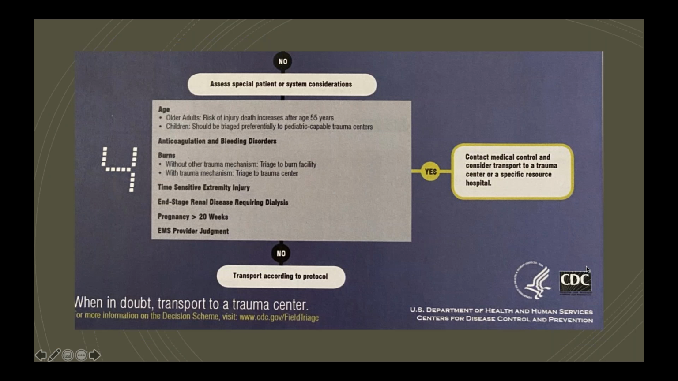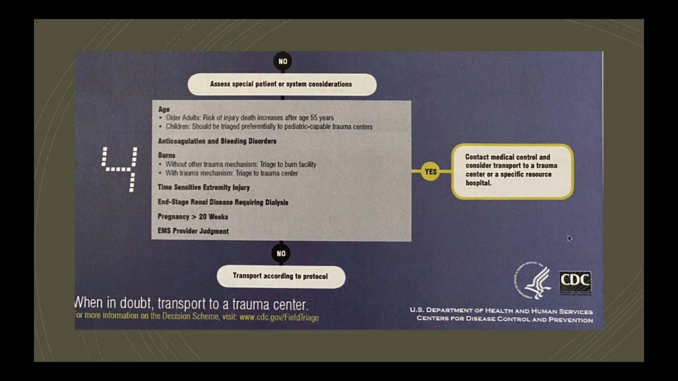Now, step 4, if you don't have anything in steps 1, 2, and 3, then we're going to move on to step 4, and this is going to be based off of provider impression. Age is a big factor. Those older adults that are on some medications, those beta blockers, that could potentially not raise their heart rate. So any older adult greater than the age of 55 would have a higher index of suspicion. And then children should be triaged and be sent to pediatric capable trauma centers if at all possible.